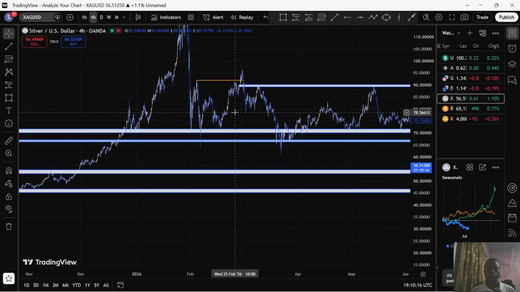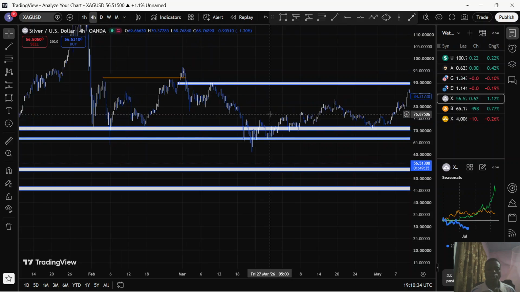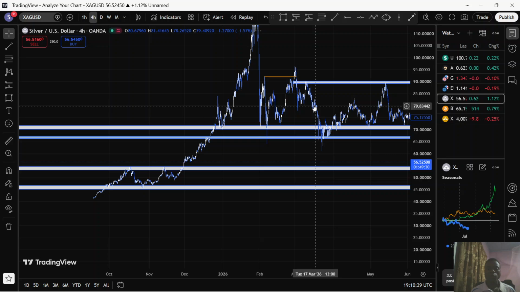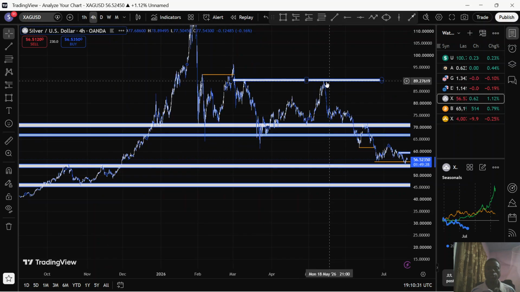Everything changed. The moment price took out this low, this zone, I was like, okay, I'm going to be waiting for a pullback to this zone here, and then the market should drop. And eventually the market came back.